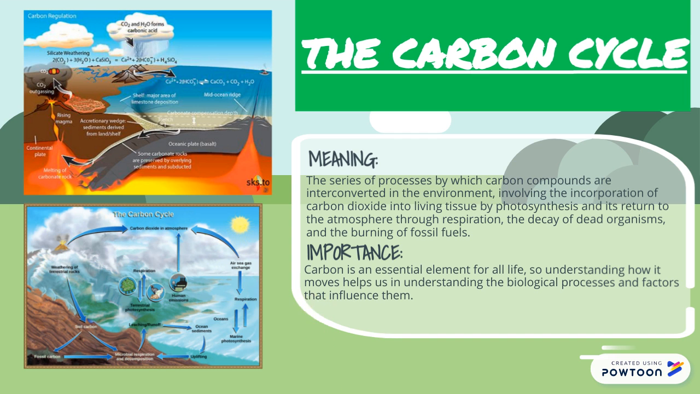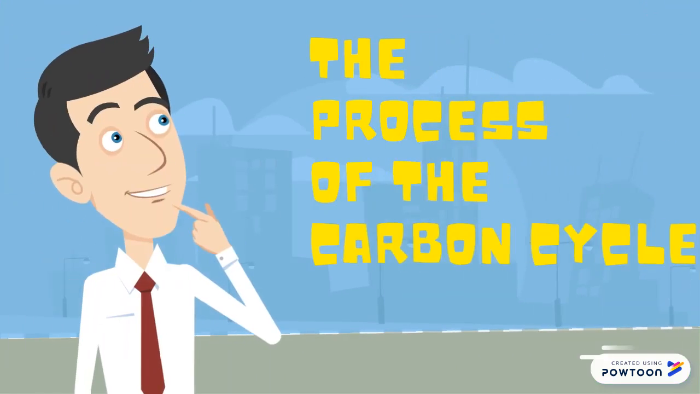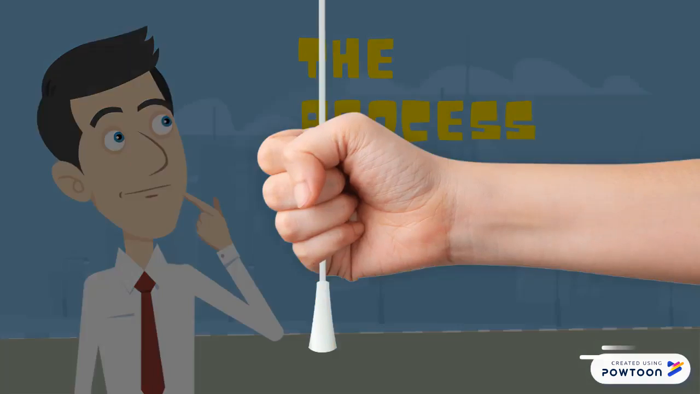It is very important to know that carbon is an essential element for all life, so understanding how it moves helps us in understanding the biological process and factors that influence them. Now that you know what is the carbon cycle, let us now know its series of processes.